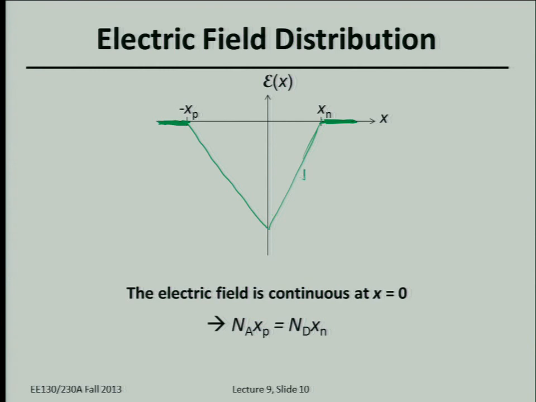So you have positive slope on the right because the charge density is positive, proportional to N sub D. And you have negative slope on the left, proportional to N sub A.